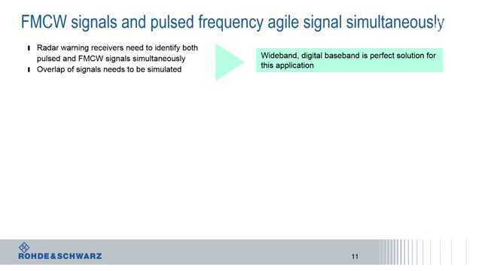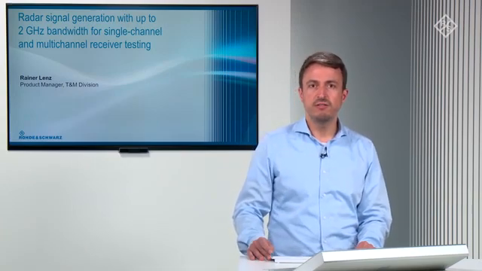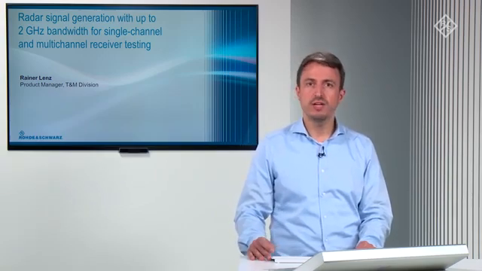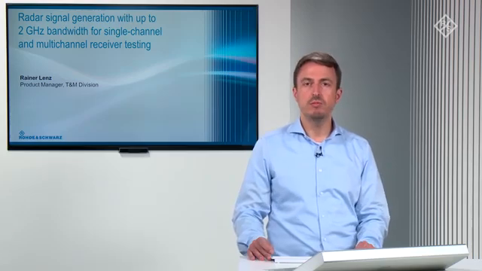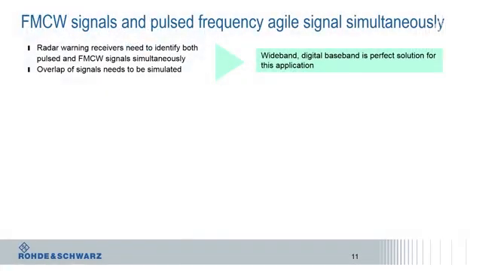In addition, as this baseband hardware is so flexible, we can also combine pulsed signals and FMCW signals. This is extremely important, for example, in order to test radar warning receivers, which must be able to cope with pulse signals and FMCW signals all together. So therefore, digital baseband hardware is also a perfect solution.